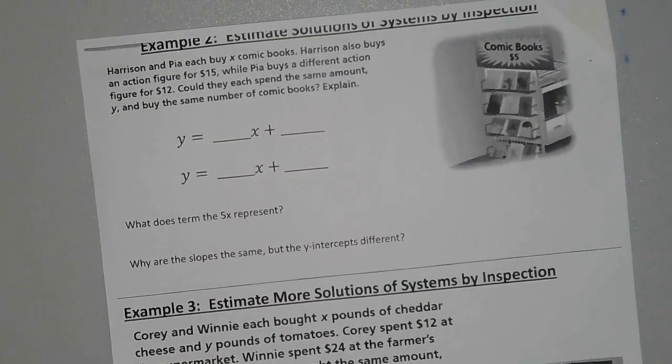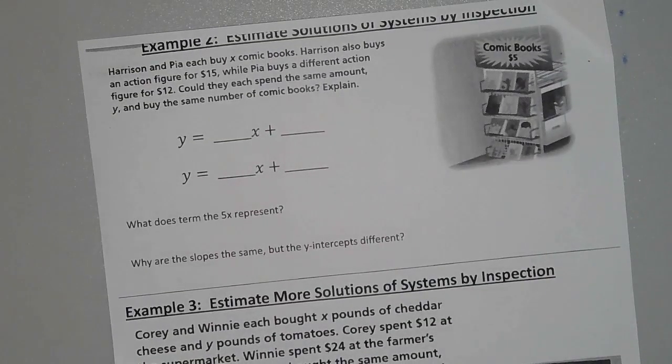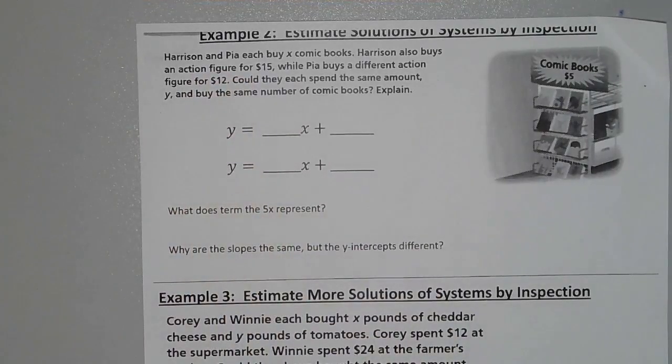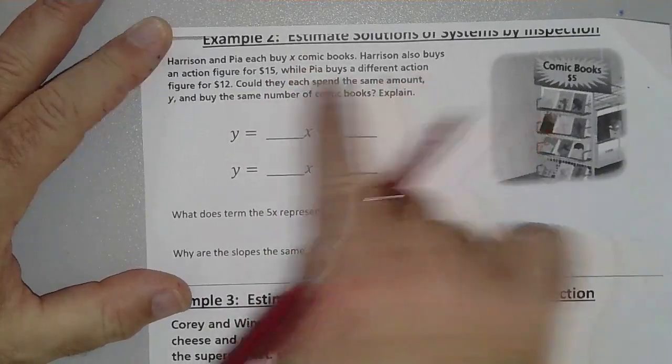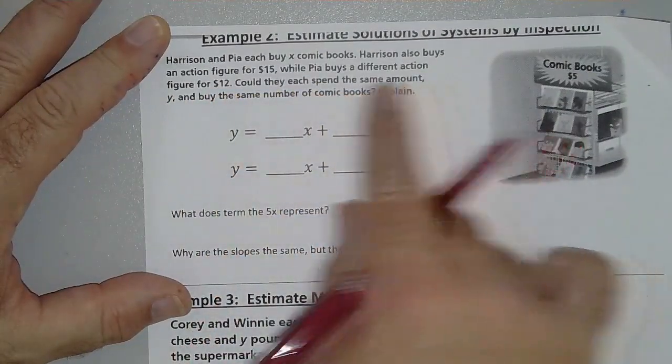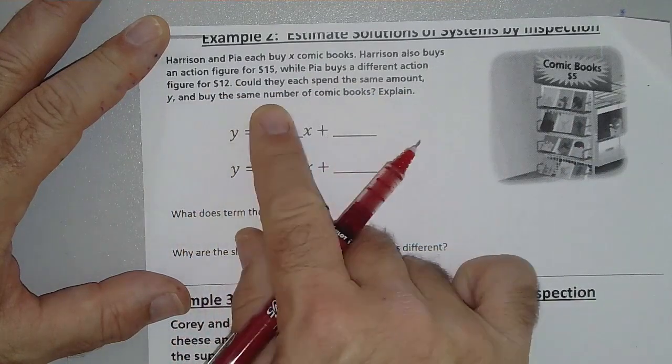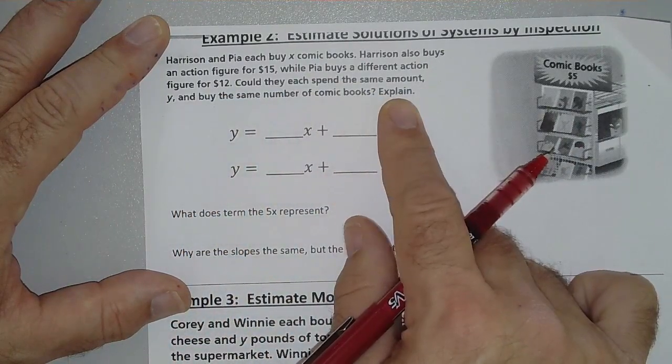Okay, let's go to page 2. Page 2, let me find my paper. Here's my paper. Let's bring in the word problems. Here we go. All right, in example 2, we have a situation with some comic books. Harrison and Pia each buy x comic books. Harrison also buys an action figure for $15, while Pia buys a different action figure for $12. Could they each spend the same amount, y, and buy the same number of comic books?